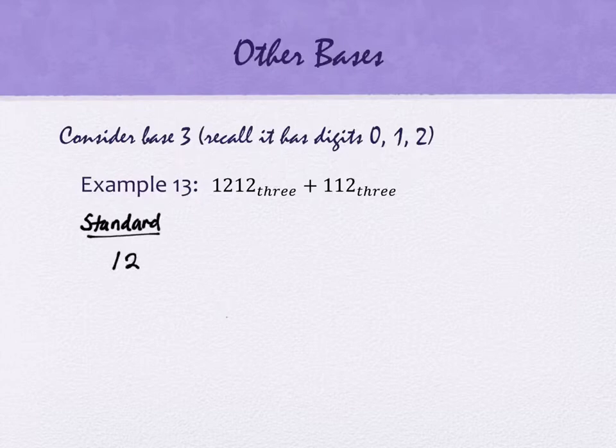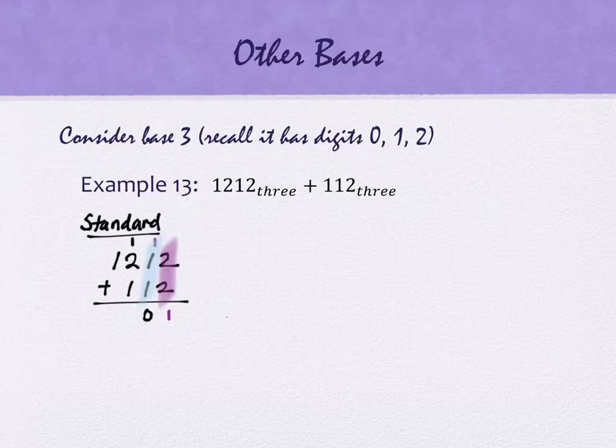So in the standard algorithm, I have 1, 2, 1, 2, plus 1, 1, 2, and I'm working in base 3. So we start with the ones column, right? 2 plus 2 is 4, but 4 is how many 3s? It's 1 3 and 1 left over, or 1 extra. 1 3 and 1 1. All right, next column, the 3s column. I have 1 plus 1 plus 1, and that is 3, which is 1 in the next column over, and 0 left over. Right, I've got 1 3, so I carry it.